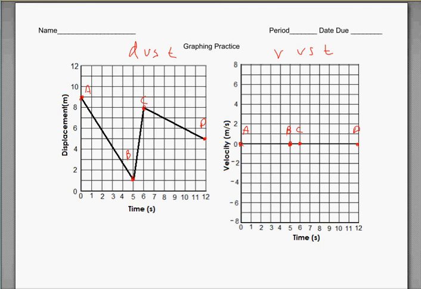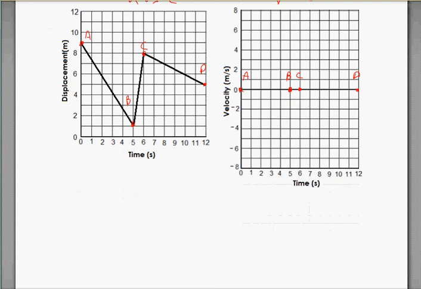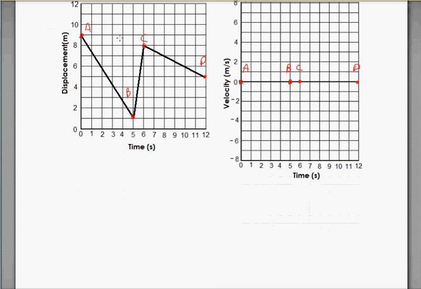Okay, very cool. So now let's give ourselves some space. We're going to go down a little bit. Once again, we're going to take the slopes from here, because the slope of a displacement versus time graph is velocity, and we're going to use that to plot our points on a velocity versus time graph. Okay, let's do it. The first thing I'm going to do is find my points. So I'm just going to go through and get all of them.